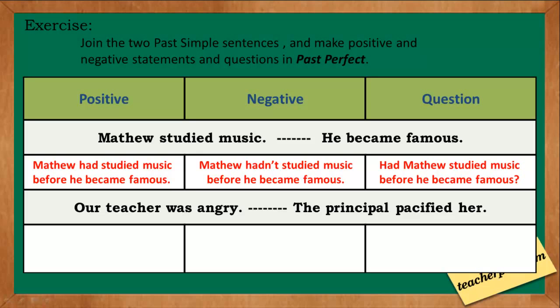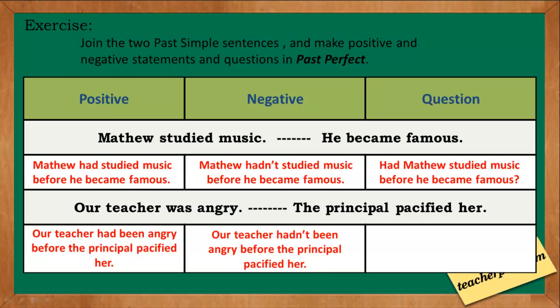The second one, our teacher was angry. And the principal pacified her. The correct positive statement is our teacher had been angry before the principal pacified her. The negative sentence is our teacher hadn't been angry before the principal pacified her. And the question is, had our teacher been angry before the principal pacified her?